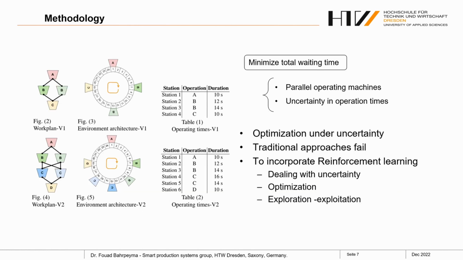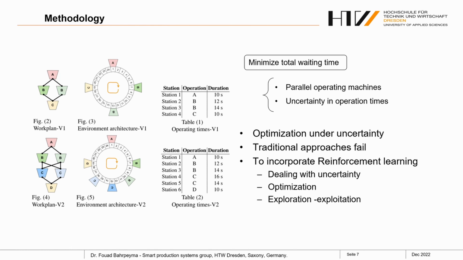These are the examples that I showed you before. In the first example, we have one parallel operation which is supported by station number 2 and station number 3. And in the second example, we have 2 parallel operations: operation B, which is supported by station number 2 and station number 3, and operation C, which is supported by station number 4 and station number 5.